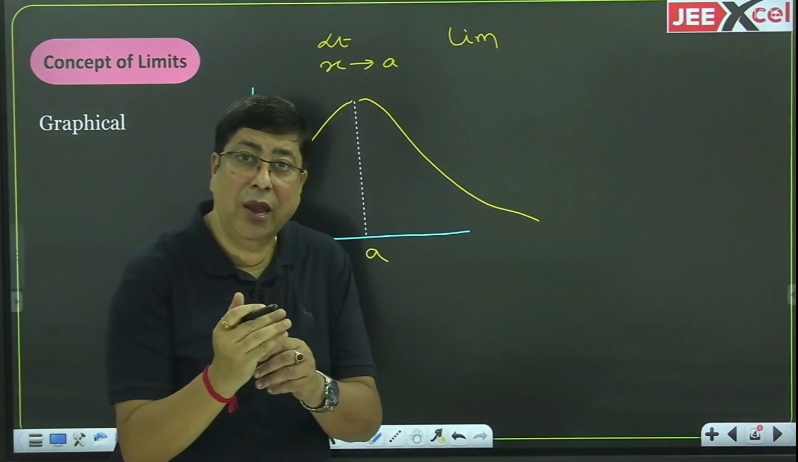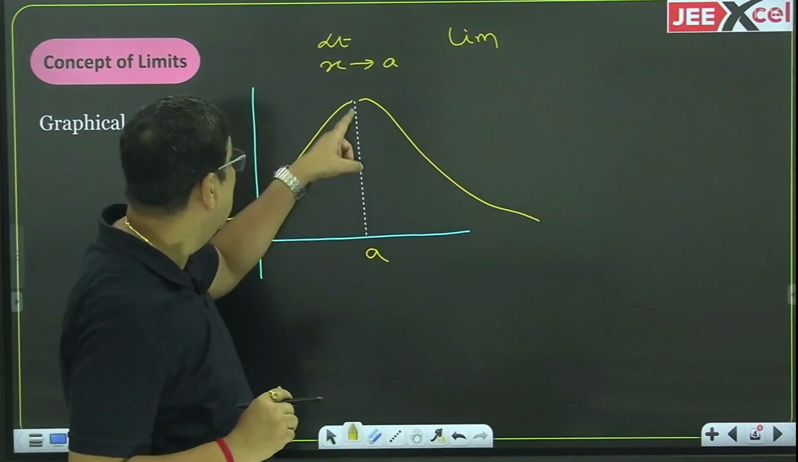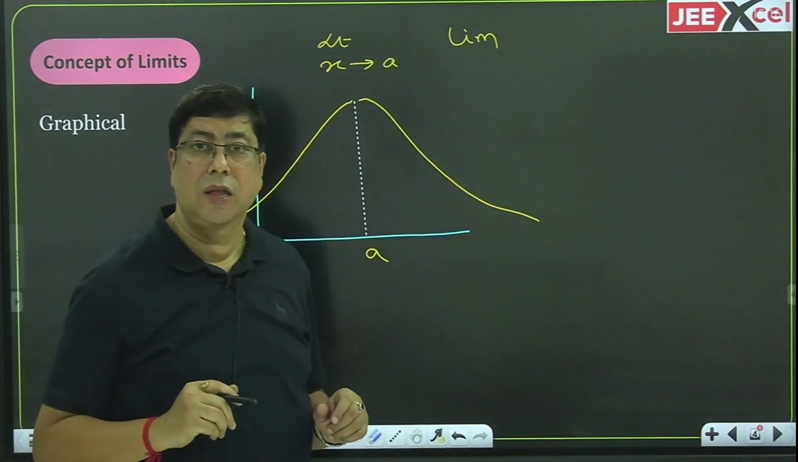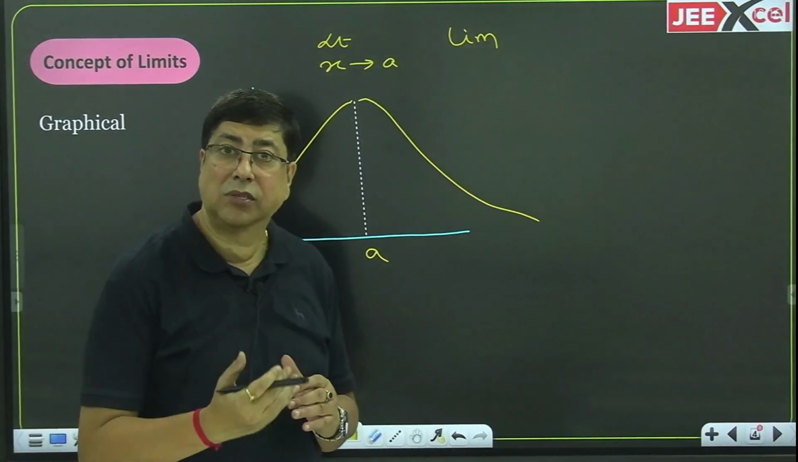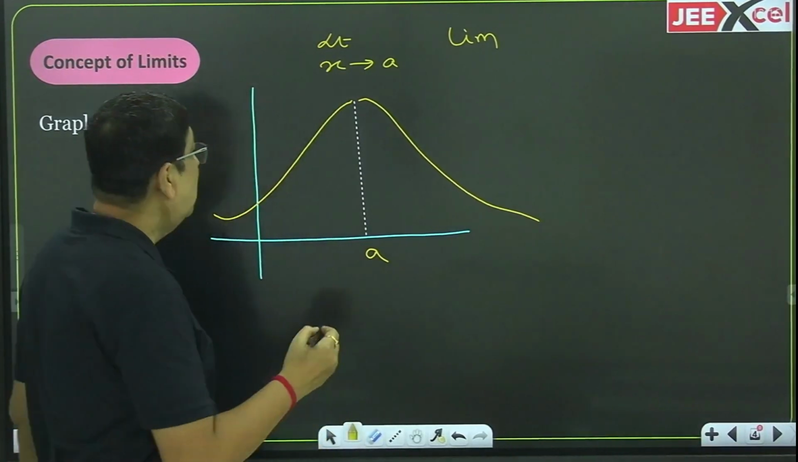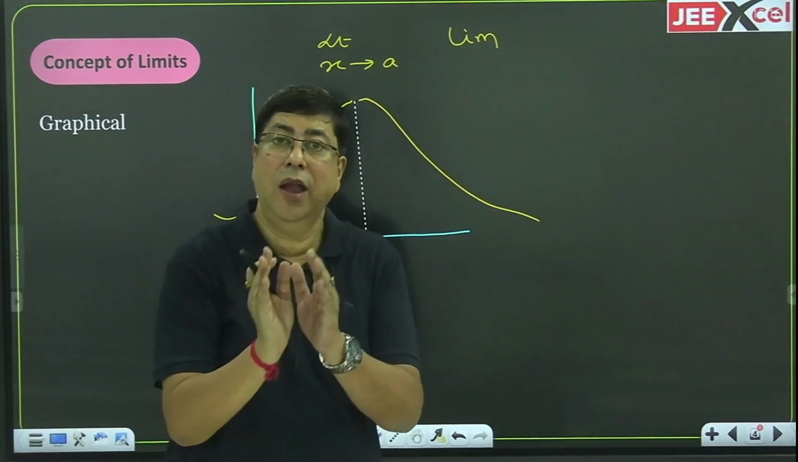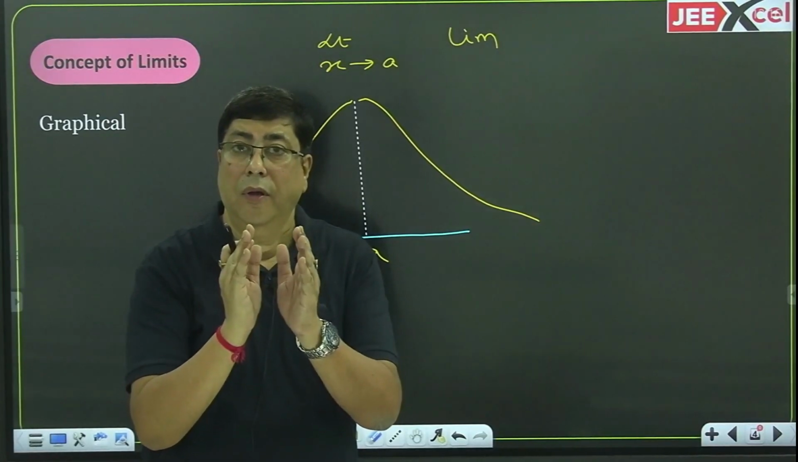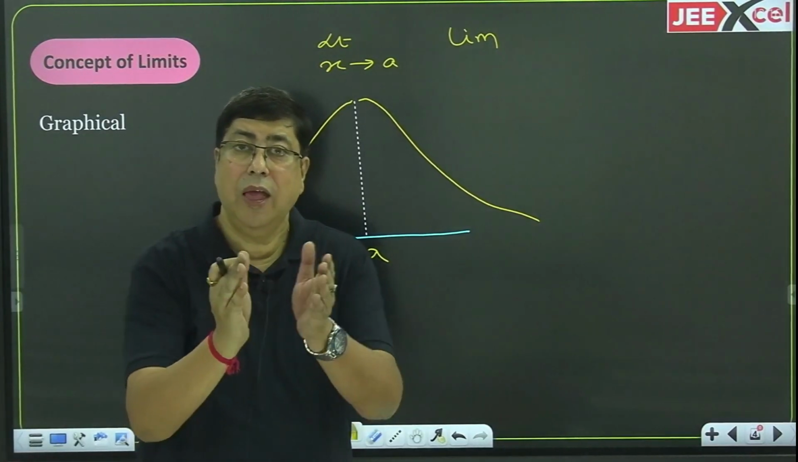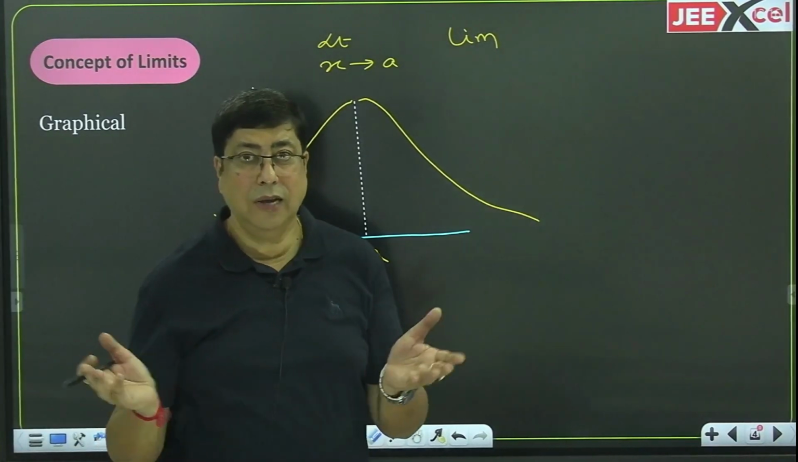One more concept I am telling you: what exactly is a limit. At x equal to A, the function does not exist. Therefore what we'll do, we'll take its neighborhood values, and if the left-hand value and right-hand value match, we'll say the limit of the function at x equal to a is that same value. What is the concept? Let's see.